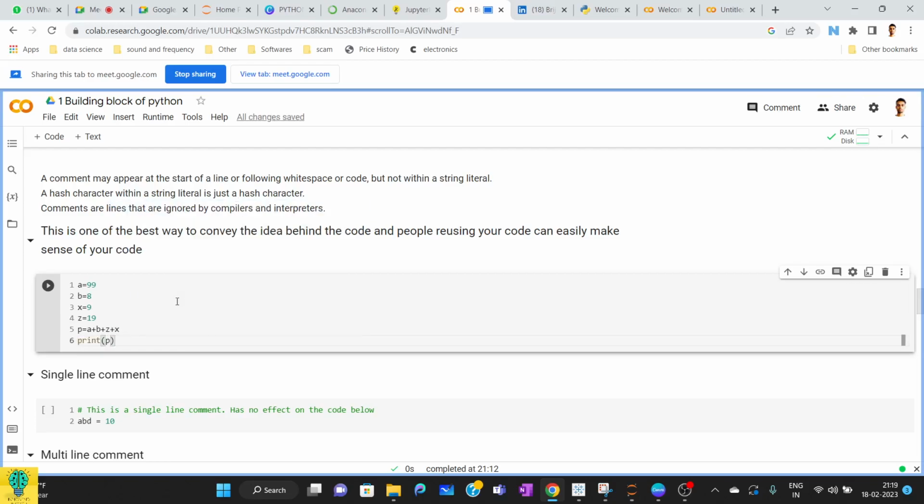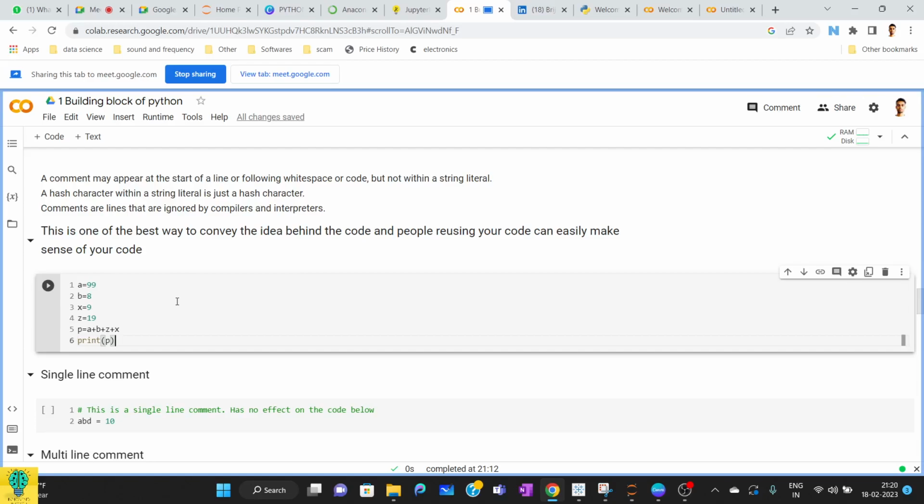What I'm doing is I'm trying to find the perimeter of a figure that has four sides named A, B, X, Z. These are the four sides of that figure, and I'm trying to find the perimeter. And perimeter is what? Sum of all the sides, all the boundaries. Sum of all the boundaries is called the perimeter. But if I do not tell this to you, I don't think you are going to know whether this is just a plain addition or I'm trying to find the perimeter.